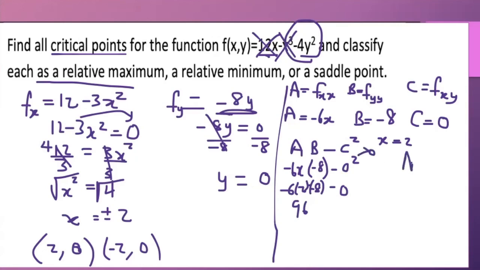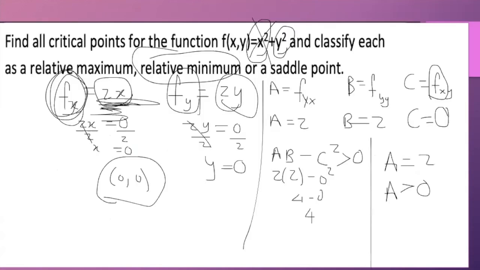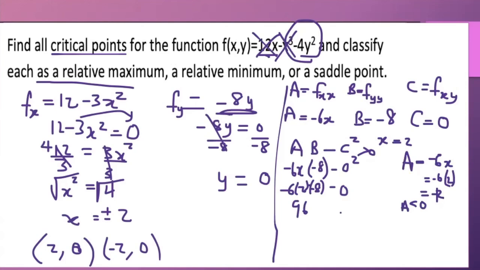Then I focus on A. A is minus 6x. And once again, because x is 2, I replace this with 2, and I am able to see that this is minus 12. So what does the minus tell me? That A is less than 0. So when A is less than 0 and this is greater than 0, let's look at the chart here. It's going to be a maximum. So that's what it's telling me here, that for this, it's a maximum.